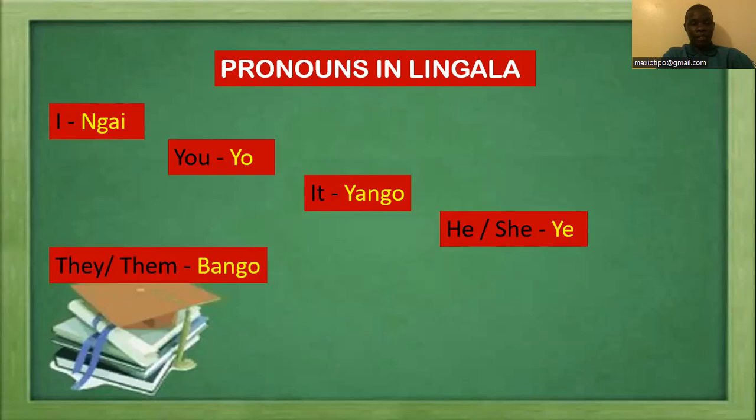They or them. You use bango in Lingala. We. This is now in plural. If you are in a group, like me, for instance, if I say that I'm in a group now, myself and my group, we call ourselves we, biso, in Lingala.